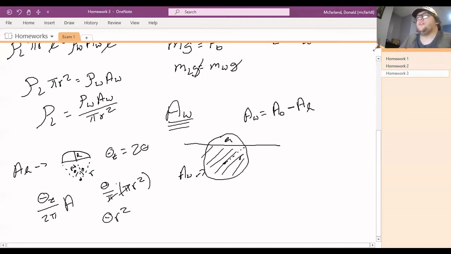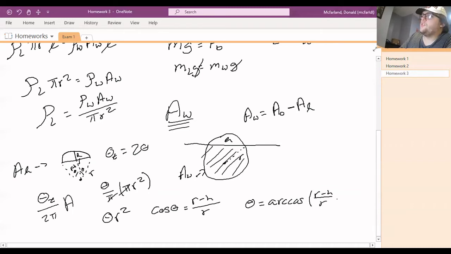Now we have to find out how to get theta. Notice these two triangles are right triangles, so we can use cosine relations. Cosine of theta is r minus h over the hypotenuse, which is r. To get theta, it's just the arc cosine of r minus h over r.